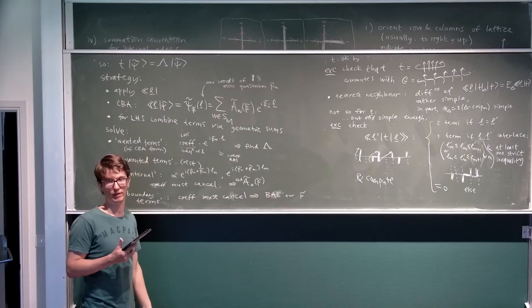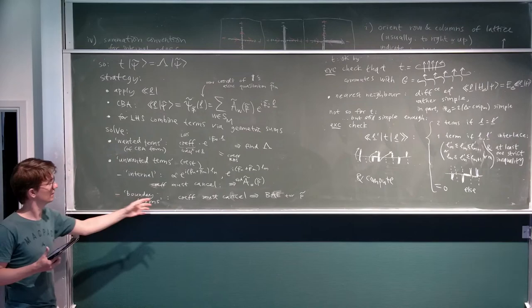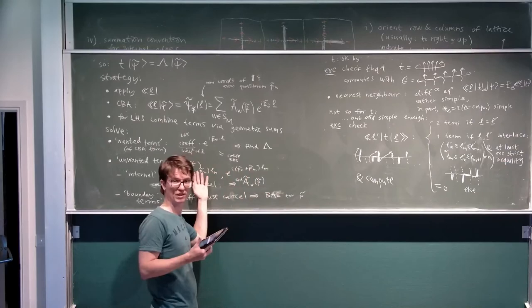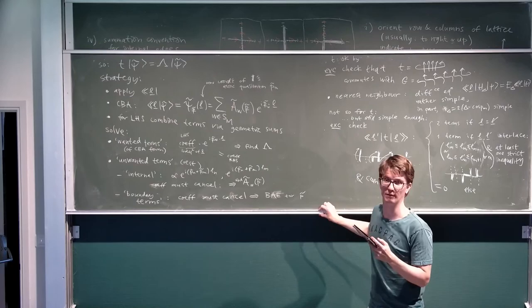And then finally, there are some extra terms that, if you think about it a bit more carefully, have to do with the periodic boundary conditions here. And their coefficients must cancel, which gives the Bethe ansatz equation. So the structure of which part of the equation gives which output is exactly the same as it was for XXX, except the details are harder. I mean, everything looks a bit more complicated. But it can be done.